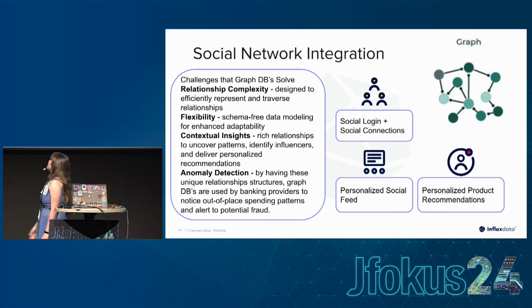So they're great for relationship complexity. They're great for figuring out who's connected to who and how am I going to sell them this product because they're connected to who. Flexibility, it's a schema-free data modeling for enhanced adaptability. It's got rich relationships to uncover those patterns, identify influencers, and deliver personalized recommendations. And the other fun one, it's actually used by quite a lot of banks for noticing fraud and potentially odd out-of-place spending patterns. I've gotten to enjoy this once. When my bank sent me a text, I had the credit card on me.